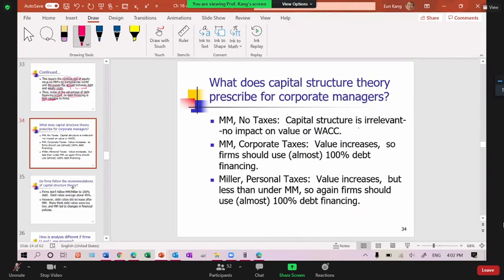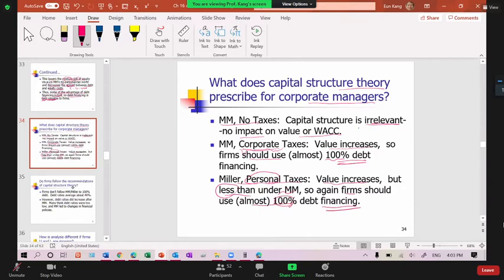So let's summarize what capital structure theory suggests for corporate managers. With no tax, capital structure is irrelevant, with no impact on the value or WACC, so you don't have to worry about capital structure. That's the first paper. In the second paper, with corporate taxes, value increases, so firms should use almost 100% debt financing. The higher, the better. The Miller model with additional personal taxes: value increases, but less than under the corporate tax only. But the conclusion is that firms should use almost 100% debt finance.